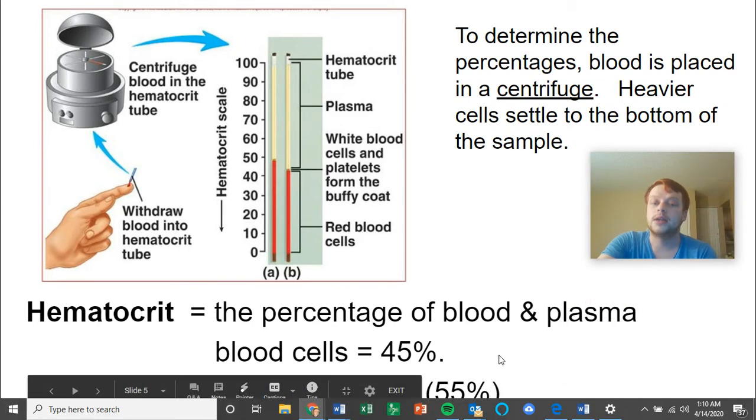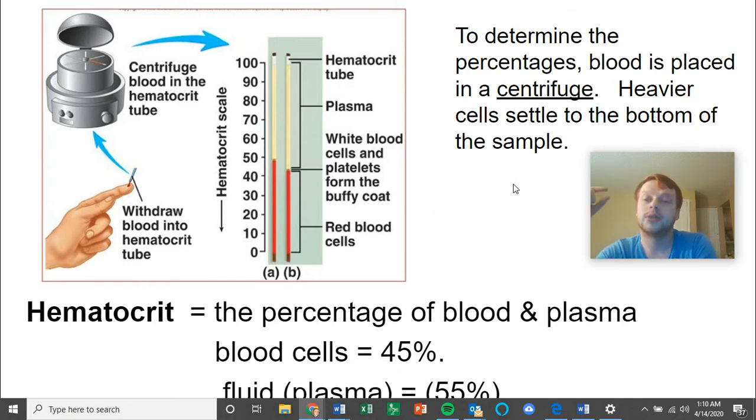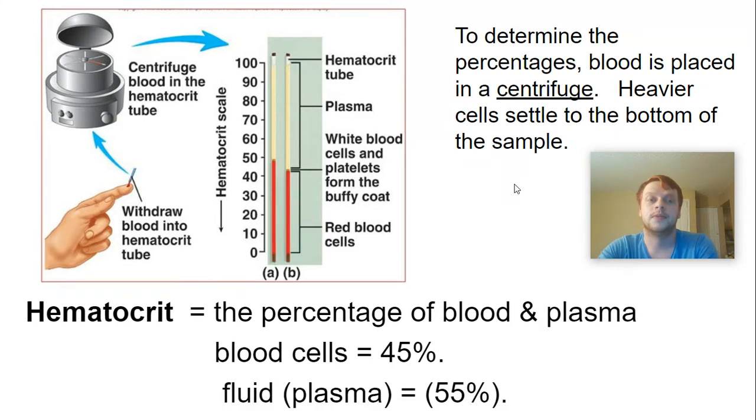From this, we figured out that in the average person, you're going to have about 45% blood cell and then 55% plasma. That can change with each individual, and sometimes doctors do a hematocrit test to see how much of your blood is actually blood cells so that they can figure out if you have any disorders.